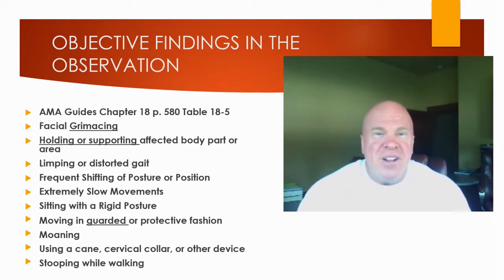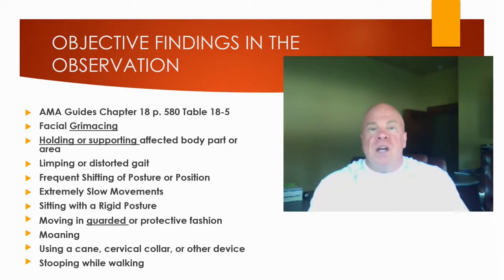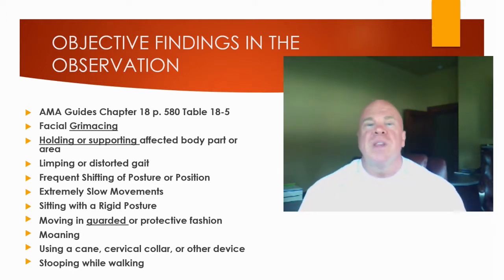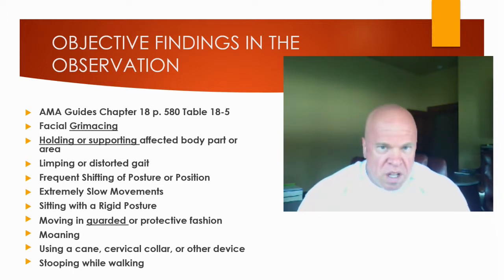With a spinal injury, we would expect to see frequent shifting of posture or position of the spine in the case of a spine injury. With a lower extremity injury, we would expect to see the examinee frequently shifting the posture or position of their ankle, of their knee, of their hip, of the lower extremity. So the frequent shifting of posture or position should be consistent with the known industrial injury.